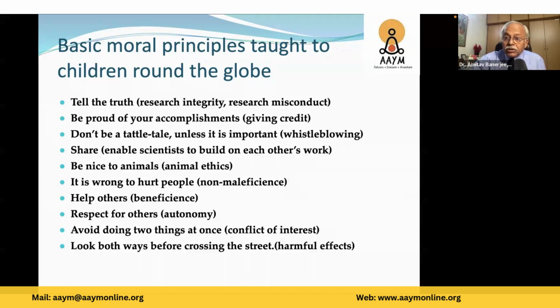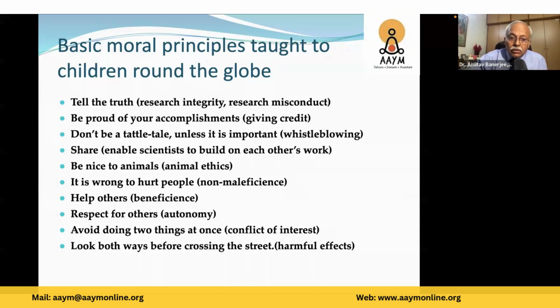Be nice to animals. Animal ethics come in, the cruelty to animals. And it is wrong to hurt people. That is non-maleficence. This is another important principle of ethics. First, do no harm, non-maleficence. In childhood also, we are taught not to hurt people. Then help others, beneficence. This again is a principle of ethics. So now we have had three principles: integrity, non-maleficence, and beneficence.